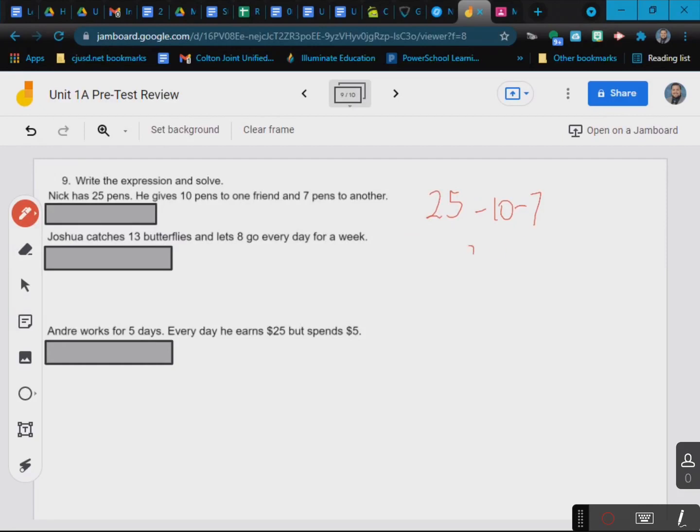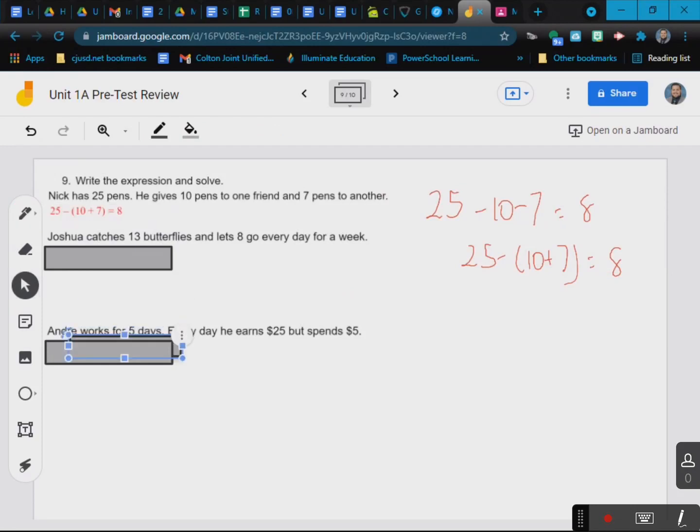You could also do 25 minus, in parentheses, 10 plus 7. Either way, that's 25 minus 17, which gets you 8. Okay? So either one of these answers is correct. I'll accept both. Okay?